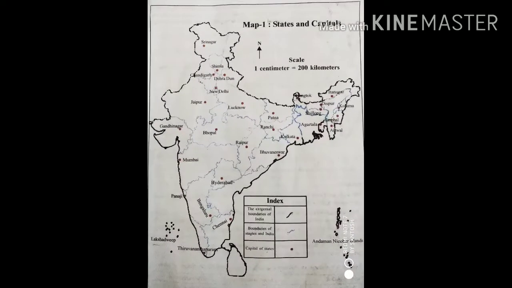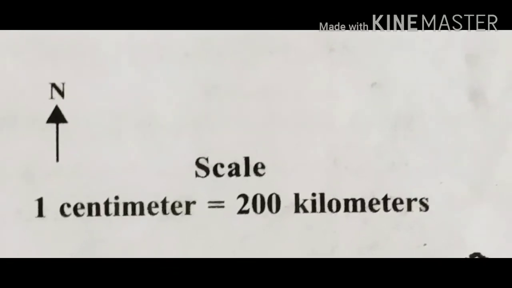Just one map is already given. This map comes under the political map. Look at the map. Here the states, their capitals, and the scale are given. Recall the scale definition once. Scale is the ratio between actual distance on the ground and the distance shown on the map. 1 centimeter on the map is 200 kilometers of actual distance.